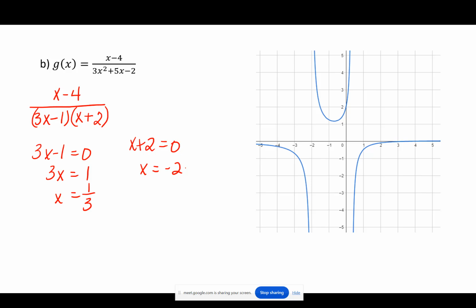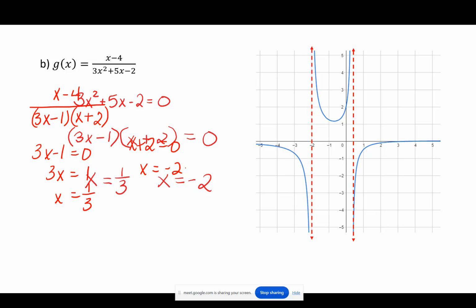So let me see if I animated that. Oh, look, I animated the whole thing. All right, so there they are. Those are the asymptotes. The vertical asymptotes are going to occur where x equals negative 2 or x equals 1/3.